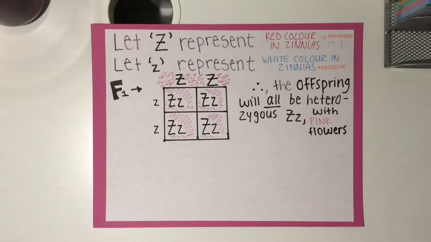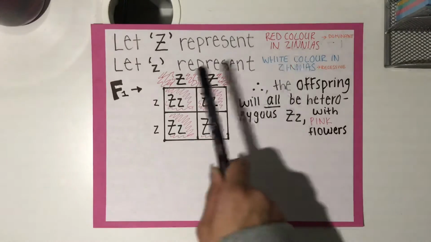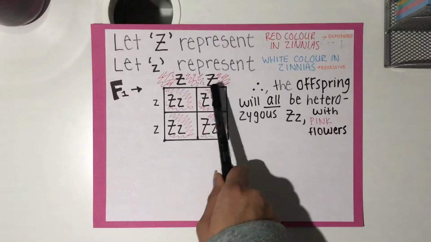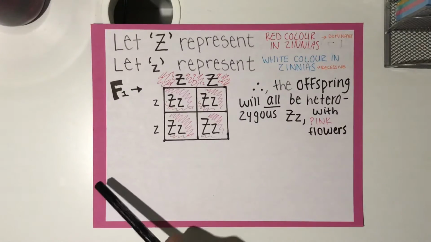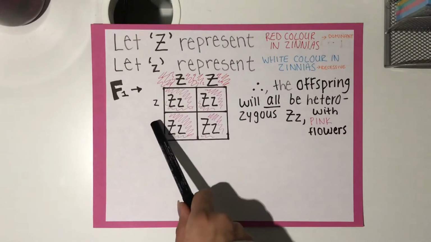To begin solving this problem, there is a series of steps I must follow. First off, I'm going to define the variables, which are the letters that will represent the alleles. I will use a capital Z to represent the red color in the Zynas as dominant alleles are capitalized, and I will use a lowercase z to represent the white color in the Zynas as recessive alleles are in lowercase. A homozygous red Zyna will have two capital Z alleles as they are the same, and a homozygous white Zyna will have two lowercase z alleles.